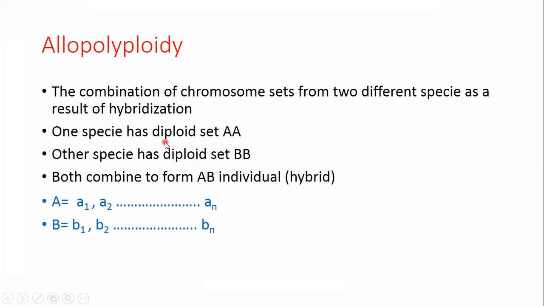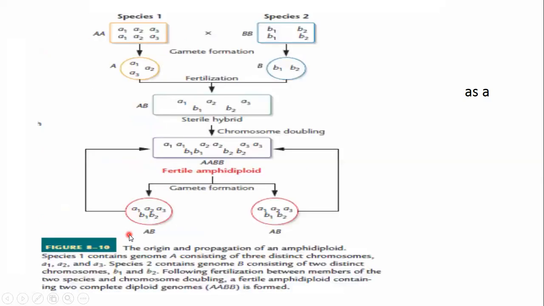So one species, whose diploid set we are representing as double A, and the diploid set of the other species we will represent as double B. So both combine to form an AB individual, and that individual is a hybrid. So the A set of chromosomes carries various chromosomes like A1, A2, AN, and similarly B carries B1, B2 and BN. So these chromosomes are different from each other.